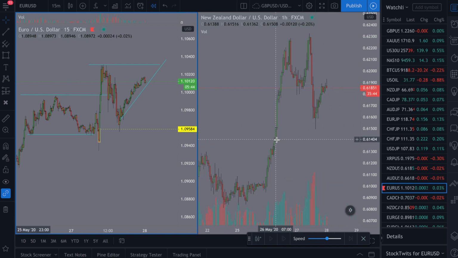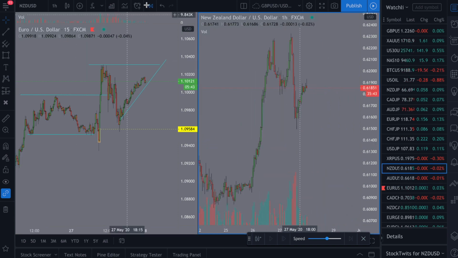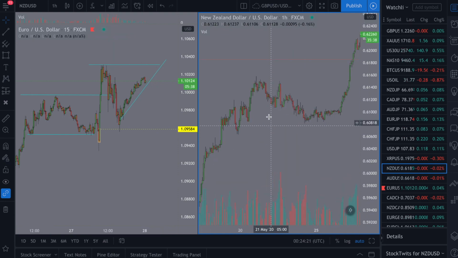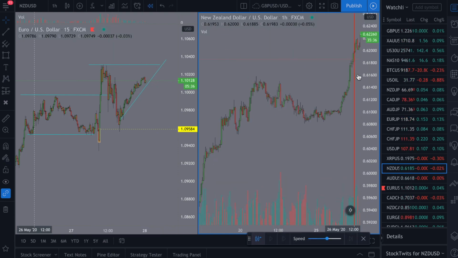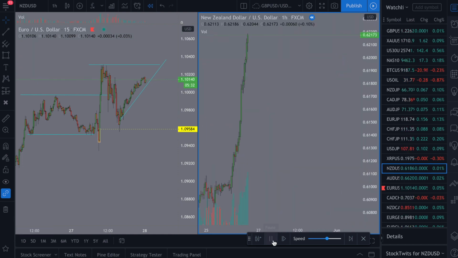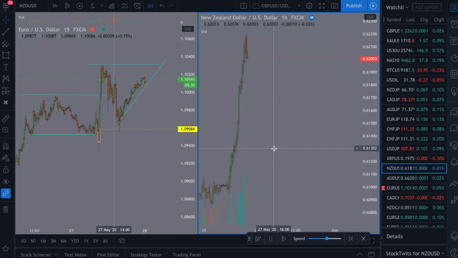And then moving to NZDUSD, let me just go ahead and move this out real quick. Let me replay this back and let me shoot this back. Okay, so we are in an uptrend. So now we want to look for buys, okay, or even sells.